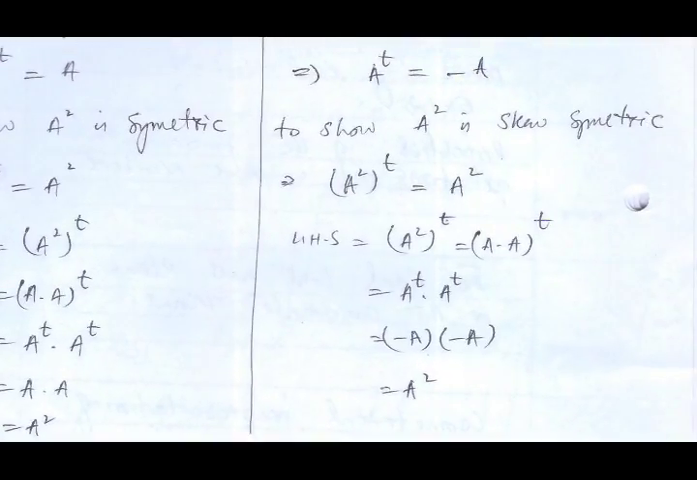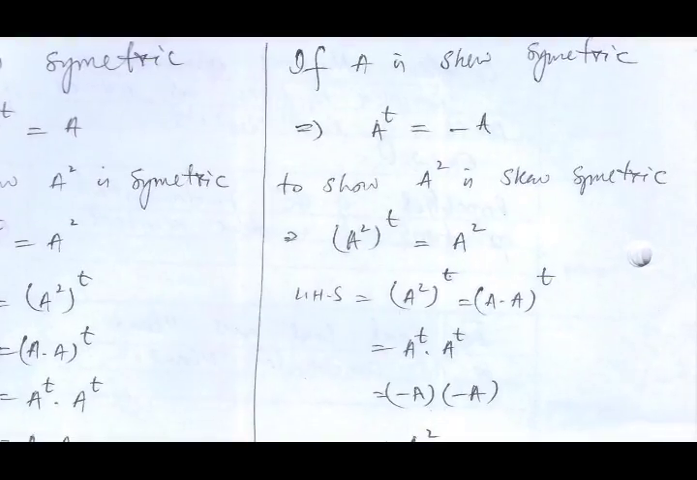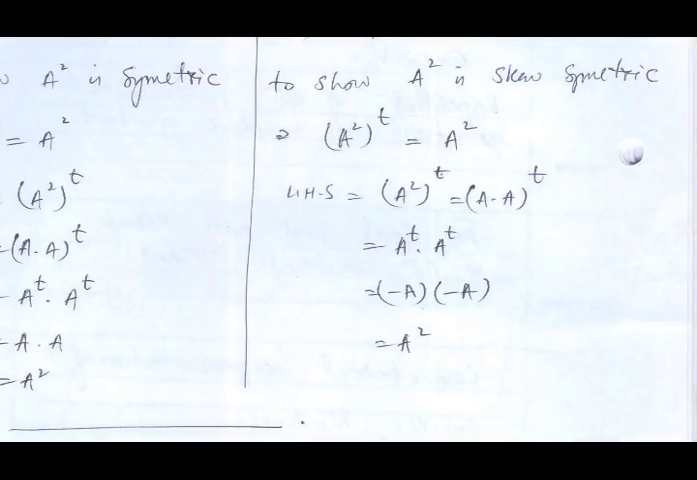Now in the case of skew symmetric, A transpose is equal to minus A, and A square is symmetric, not skew symmetric. We show it is symmetric. Now A square transpose is equal to A transpose times A transpose. Because A is skew symmetric, it is equal to minus A, and the product of minus A into minus A is A square.